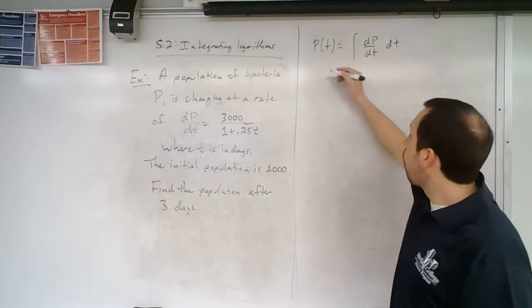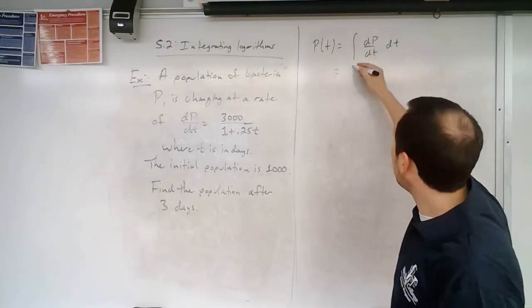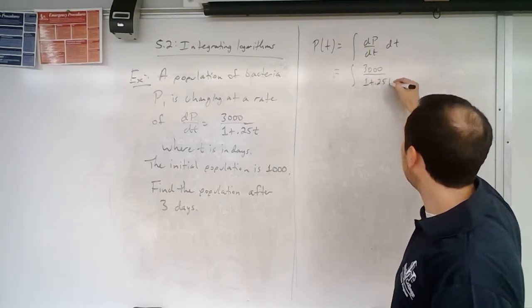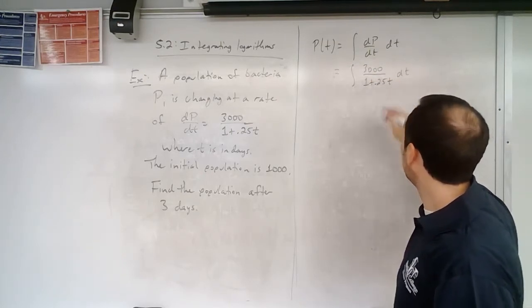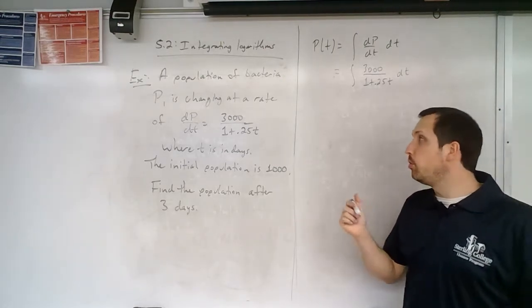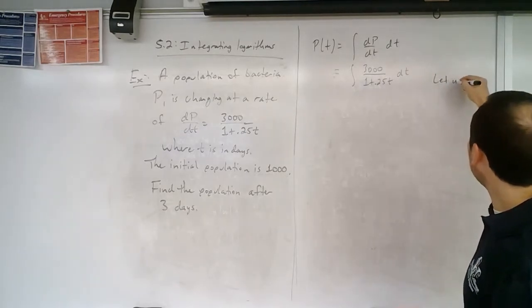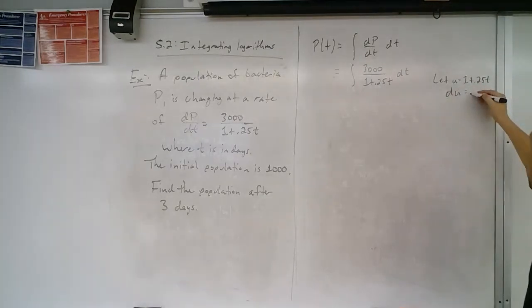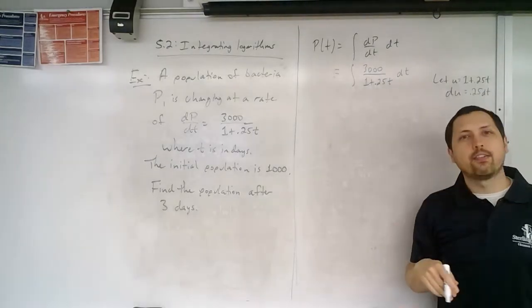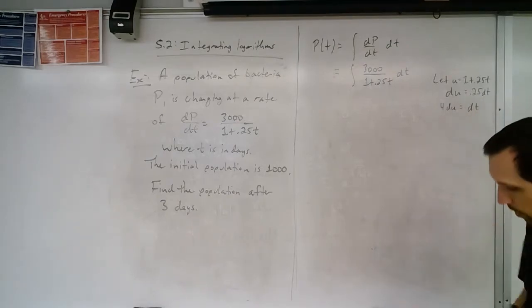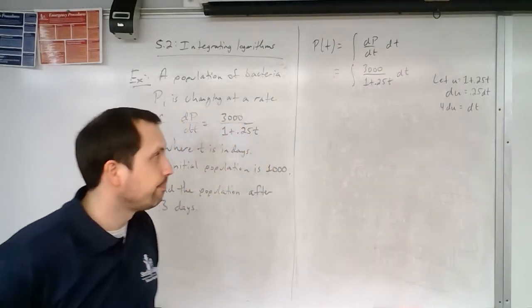In other words, you could write the integral of 3,000 divided by 1 plus 0.25t dt. So you're trying to integrate this function. To do this, we need to use u substitution. We will let u equal 1 plus 0.25t. du will be equal to 0.25 dt. If I divide over by 0.25, I'm really multiplying by 4, so 4 du is equal to dt.